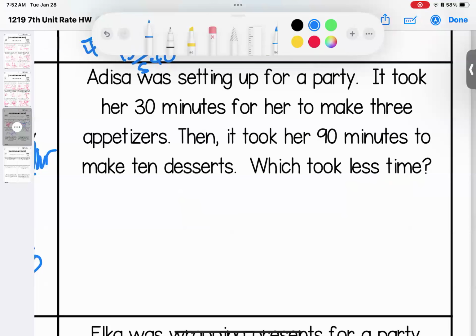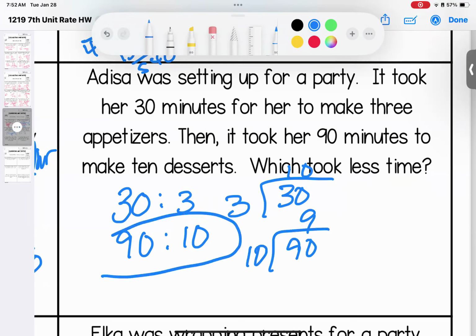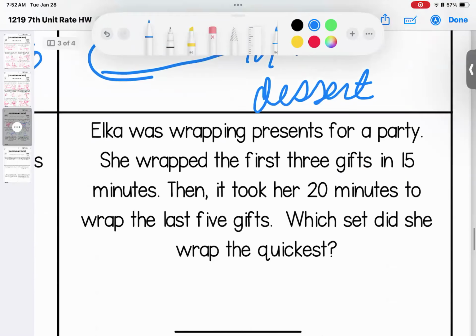Adisha was setting up for a party. It took her 30 minutes to make 3 appetizers, and then it took her 90 minutes to make 10 desserts. What took less time? So 30 for 3, that's 10 minutes. And then 90 per 10, that's 9 minutes. So the dessert only took her 9 minutes. So the dessert is less time.